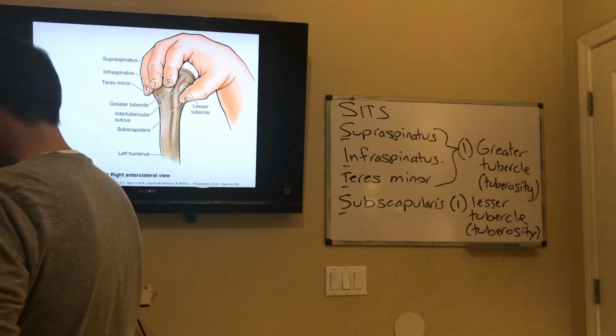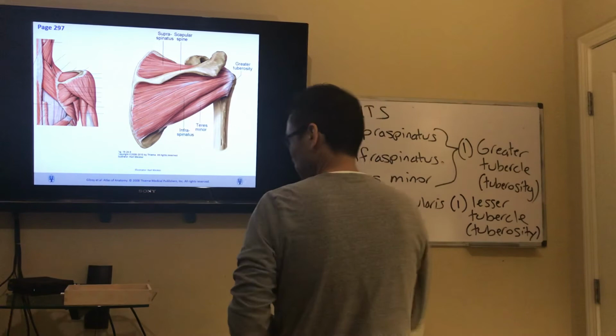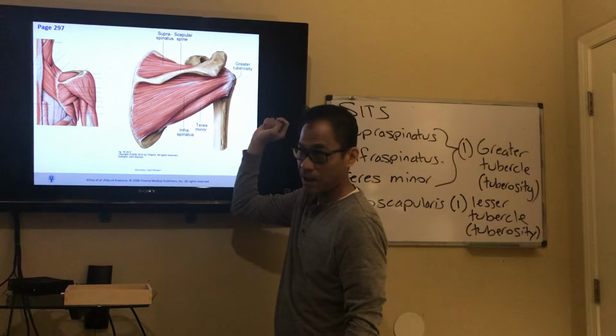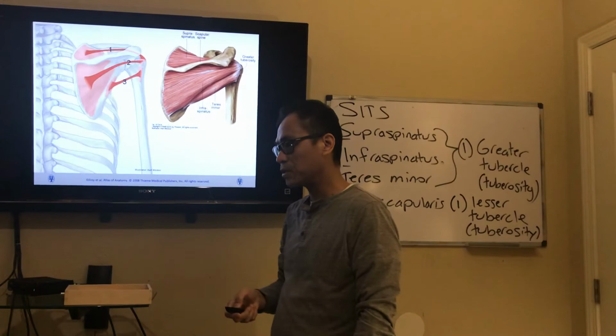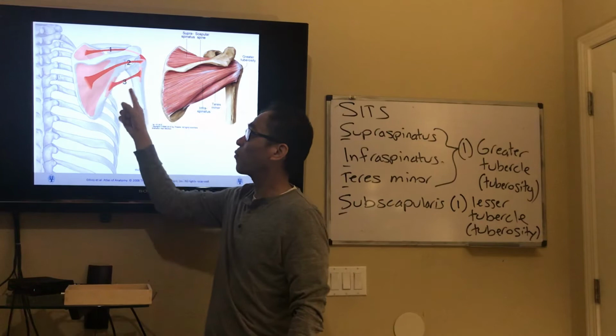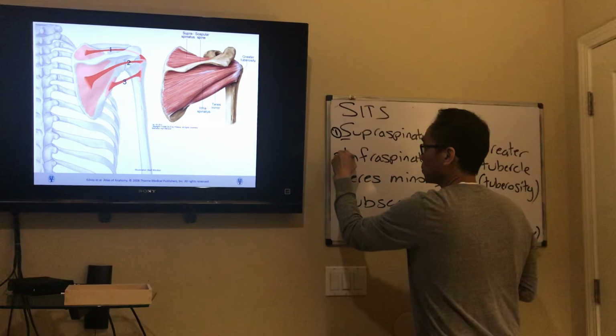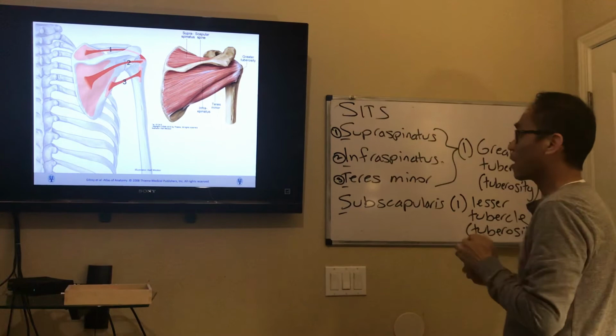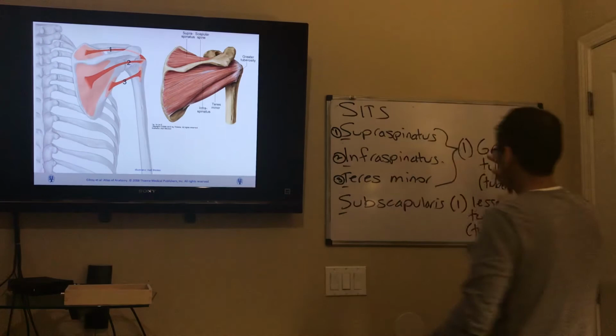Look at some pictures of these muscles. From the posterior view, we can see the first three SITS: supraspinatus, infraspinatus, teres minor. In this next picture, we can see their origins on the scapula here. The one, the two, the three is one, two, three for our whiteboard notes. Okay, and here's the picture we just got through looking at. So let's talk about the origins for these muscles. We know what the insertions are, greater or lesser tubercle.